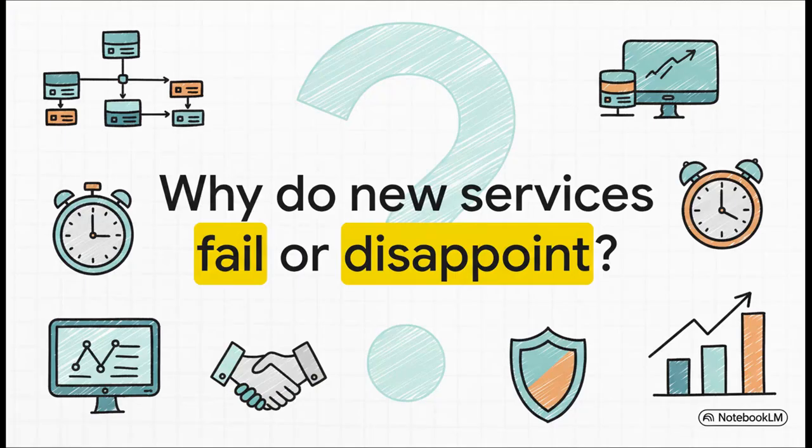I mean, we've all been there, right? That shiny new app launches, you download it, and it immediately crashes. Or that new system at work goes live and it just doesn't do what anyone needed it to do. It's so frustrating for us as users, and honestly, it can be a total disaster for the business. So why does this keep happening?